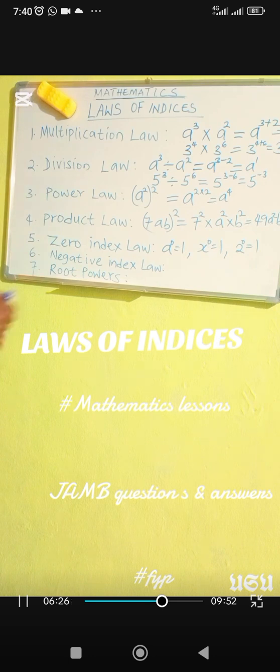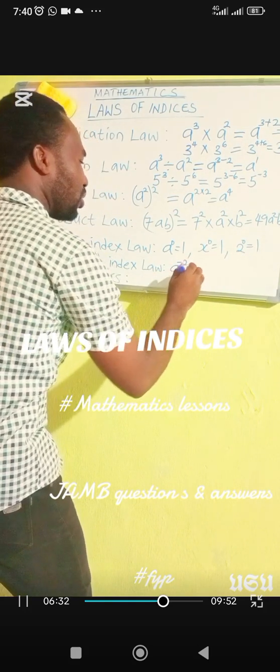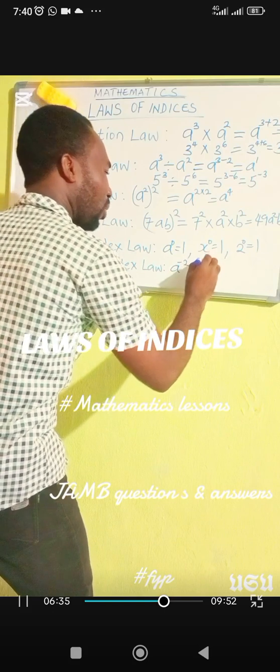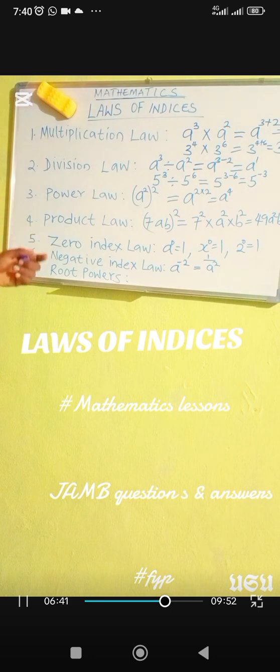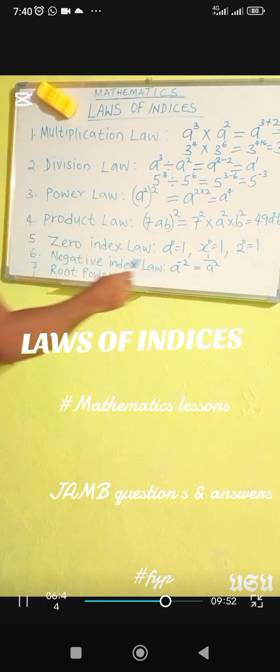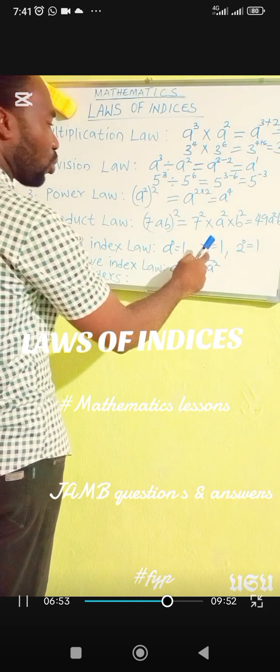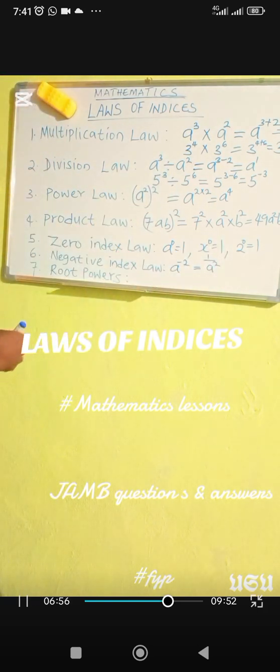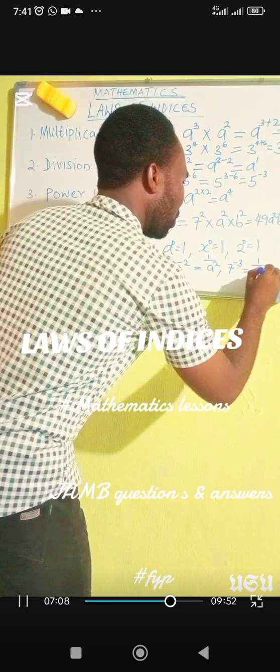The law of negative index is saying that when you have a raised to power minus 2, that is actually equal to 1 over a raised to power 2. So in this case, the law is saying that when you have a number or a letter with a negative power, if you want to remove this negative power, you introduce 1 over the number. The same thing is applicable to when you have 7 raised to power minus 3. It is the same thing as saying 1 over 7 raised to power 3.